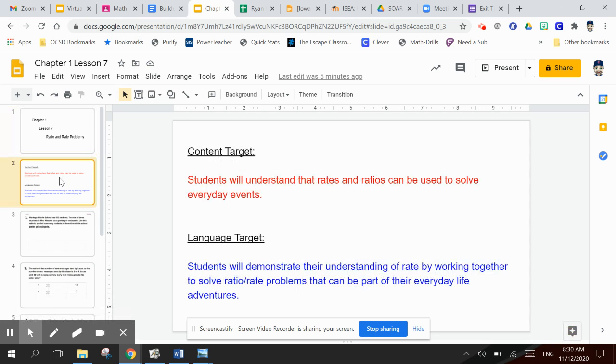Our content and language target for today, content: students will understand that rates and ratios can be used to solve everyday events. Our language target is students will demonstrate their understanding of rate by working together to solve a ratio or rate problem that can be part of their everyday life adventures.